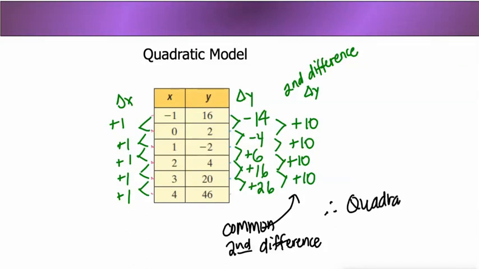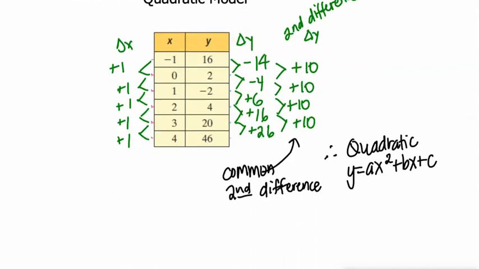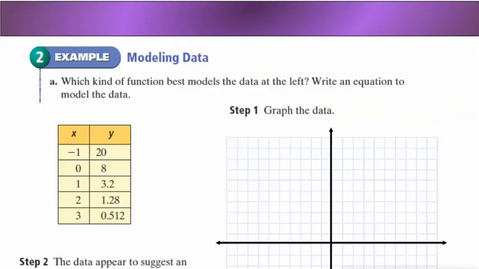Now this quadratic model would be a bit difficult for me to come up with the parameters of A, B, and C. It's not as easy as the exponential and the linear, so I'm going to leave it right there. But that's how, with a table of values, or even a set of ordered pairs, we can determine whether or not we have a linear, exponential, or quadratic model.